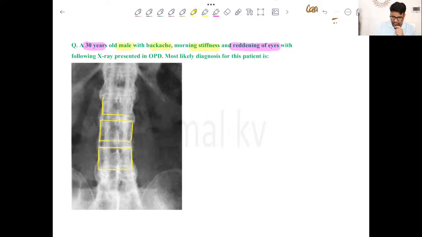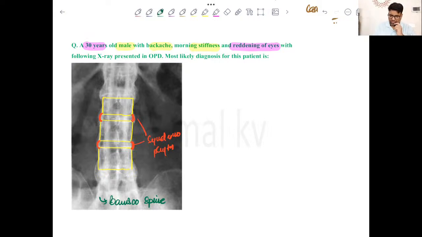Yes, anyone? Very good, KK, very good. So this is actually the bamboo spine, right? So there are syndesmophytes which are fusing the two vertebral bodies. Yes, dagger sign, yes, very good. So this is the bamboo spine. Yes, Raman, we can see the dagger sign as well. So this is a classical bamboo spine.